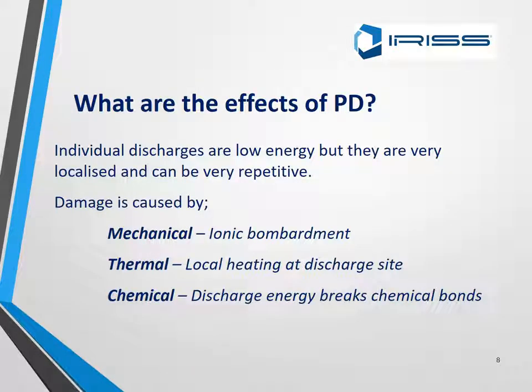So what are the effects of PD? Well, the individual discharges are low energy, but they are very localized and can be very repetitive. So damage is caused by, A, mechanical, that is via ionic bombardment. Then we have thermal, so local heating at a discharge site. And then we have chemical, where discharge energy breaks down chemical bonds. So as you can see, corona or PD is very destructive.